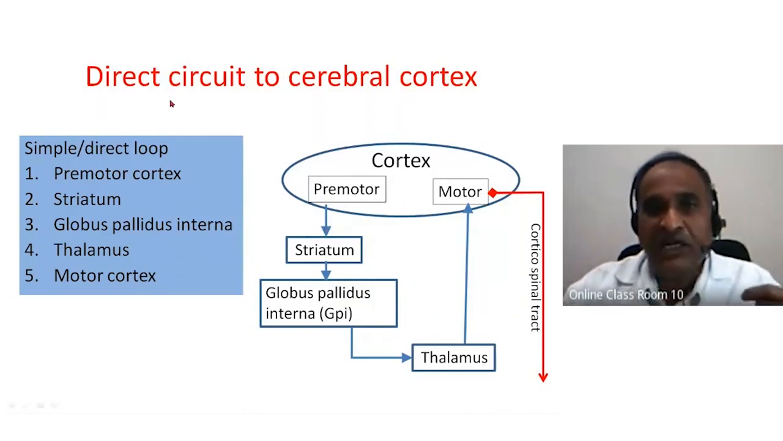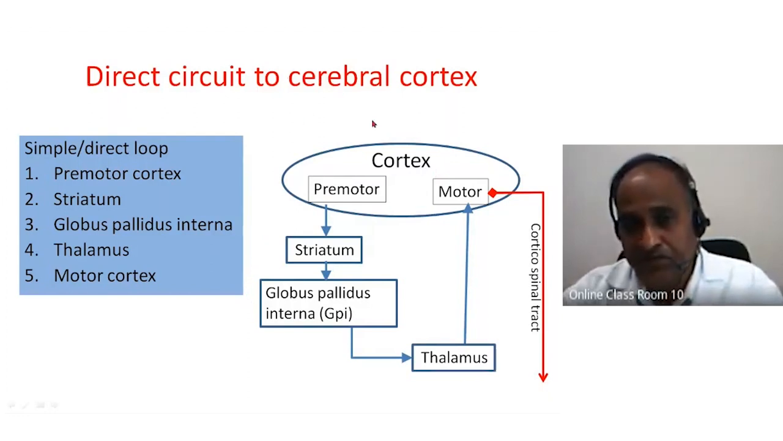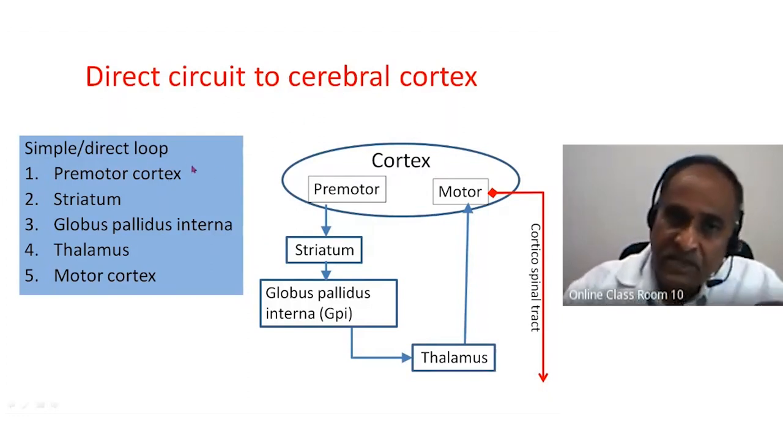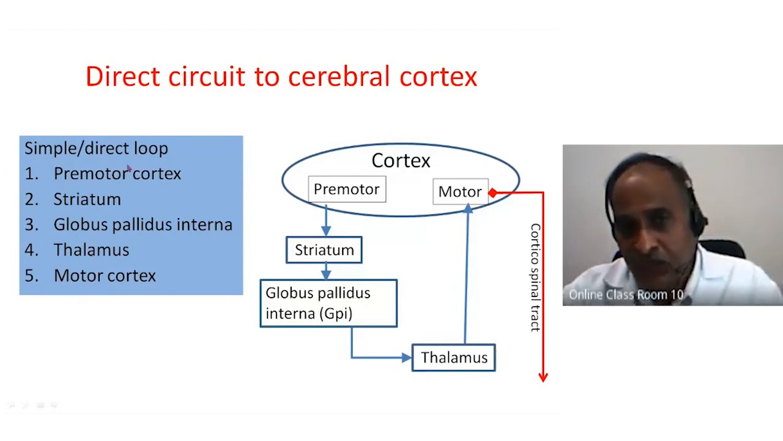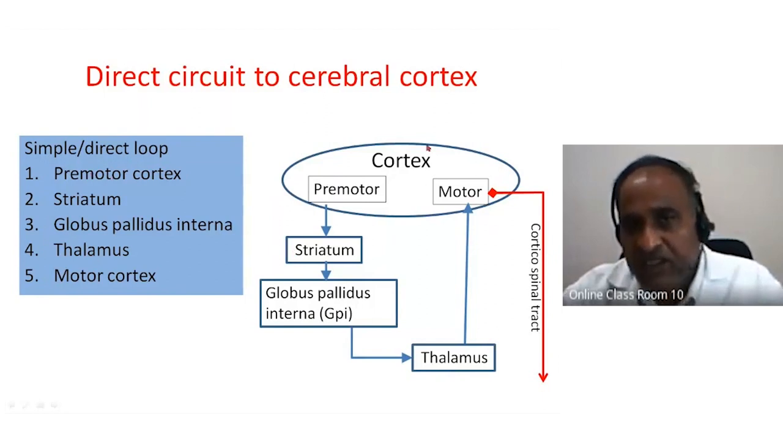Now, what I have made here, I have added the parts of the basal ganglia. In the basal ganglia, we have a direct circuit and an indirect circuit. Now I am trying to provide you the basis for the direct circuit. The direct circuit is comprised of these five elements: the premotor cortex, the striatum, the globus pallidus interna, the thalamus, and the motor cortex.